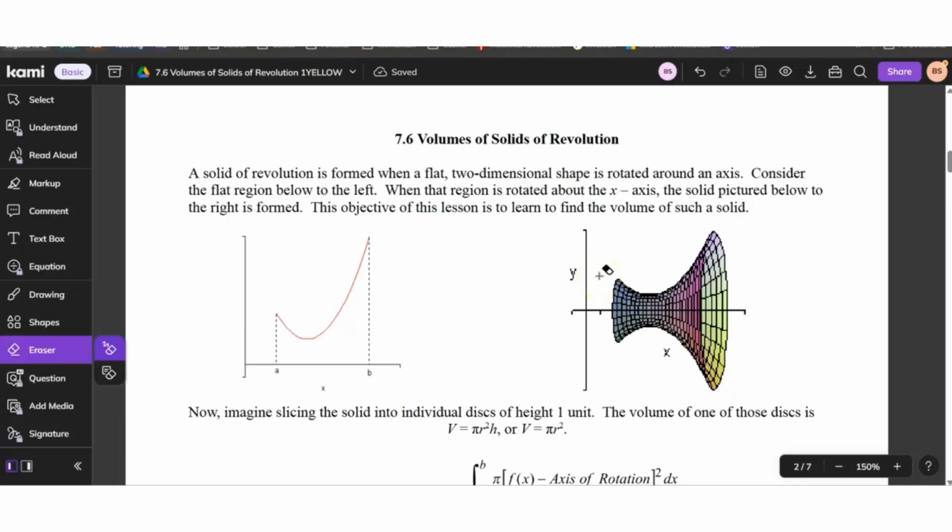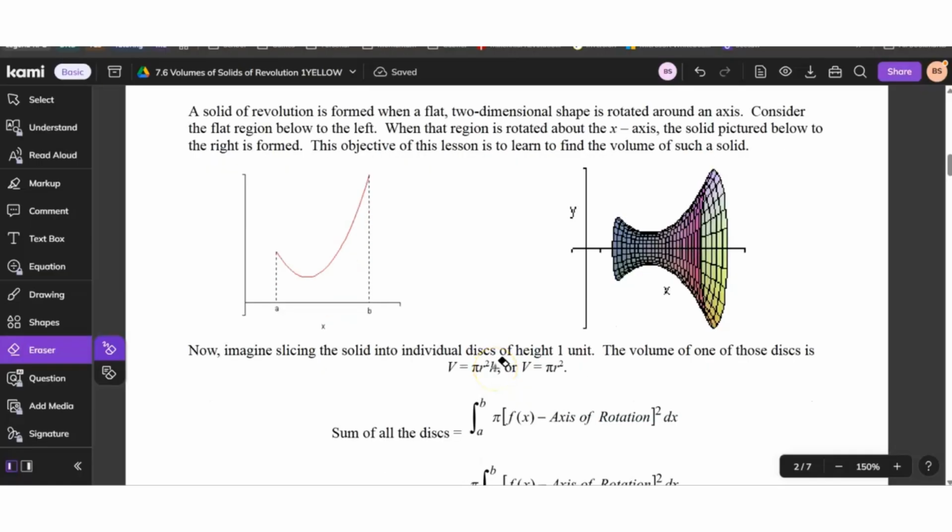A solid of revolution is formed when we've got a flat two-dimensional shape and we rotate it about an axis. So considering the region on the left here, where we just have this part of a quadratic, when the region is rotated about the x-axis, it's going to make the solid that you can see in colors on the right. The object of the lesson is to learn how we do that. It's not as hard as it seems, I promise.